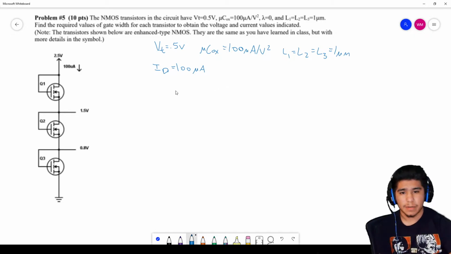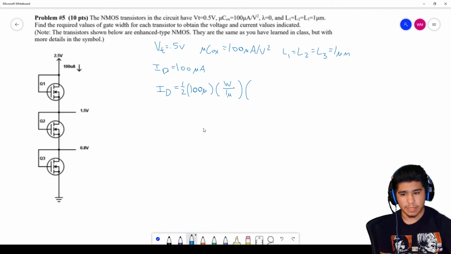Alright, so we already know the famous equation, drain current equals 1/2. It would normally be K, but here we're going to use these values. So we have 100 micro times W over L, in this case 1 micro, times VGS, which we're going to solve for the bottom transistor first. It's going to be 0.8 volts minus VT, which is 0.5.